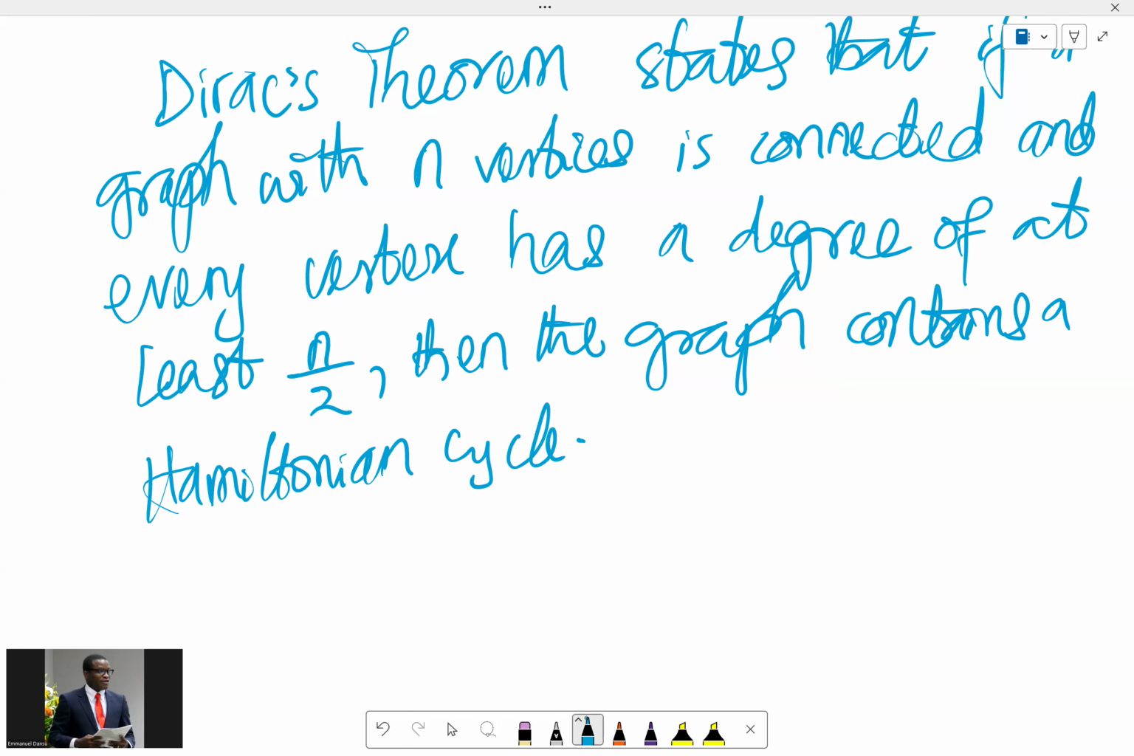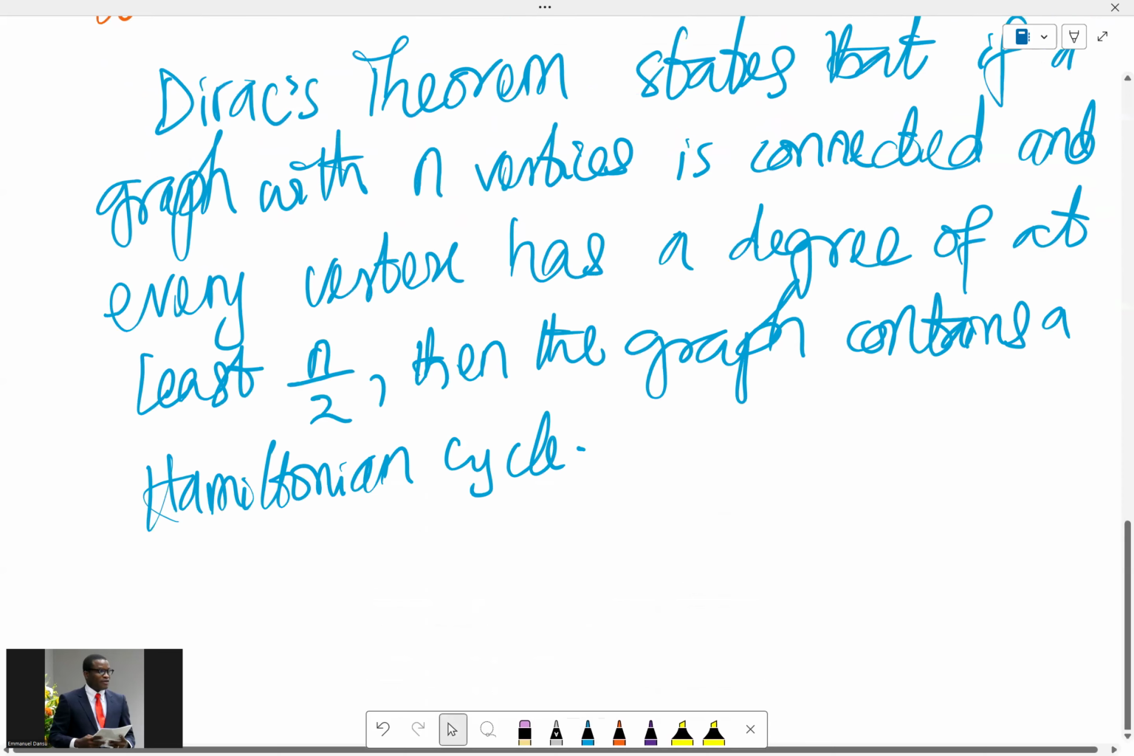All you just need to know is how many vertices the graph has. Take note of that. Then check every vertex and be sure that every vertex has a degree of at least n divided by 2. If that happens, then the graph contains a Hamiltonian cycle. So let's look at an example of what this can be.